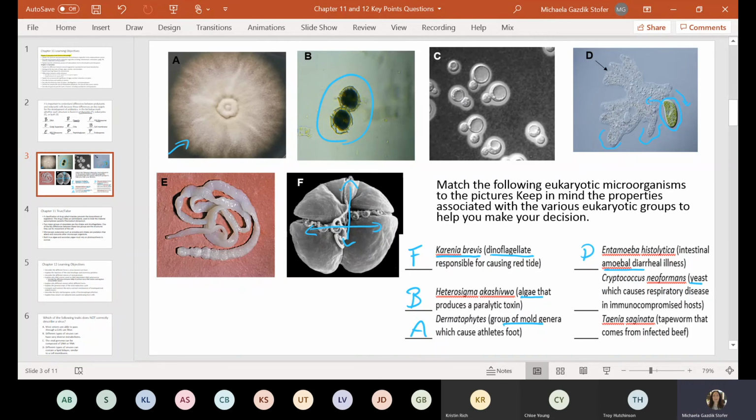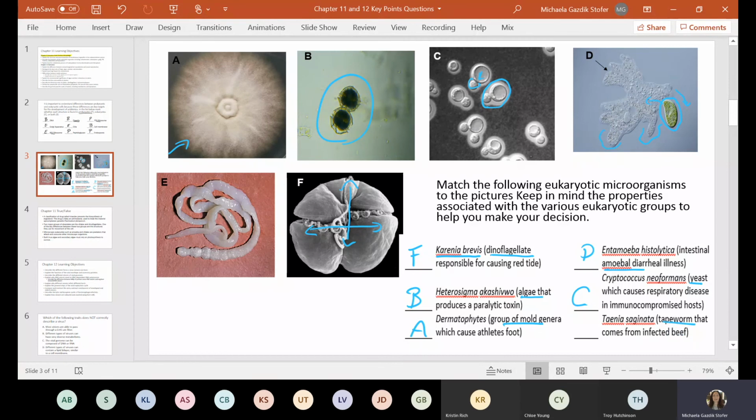Cryptococcus neoformans tells us it's a yeast. One of the key properties of yeast is that they're single cellular, so they look a lot like just big bacteria under the microscope. But they're cells that reproduce by budding, which means when they divide, they don't divide in half, but instead they have a little cell that starts pushing out of the big cell, and we can see that budding there in C. So that tells us that's our yeast.